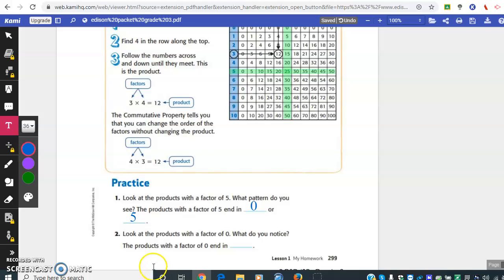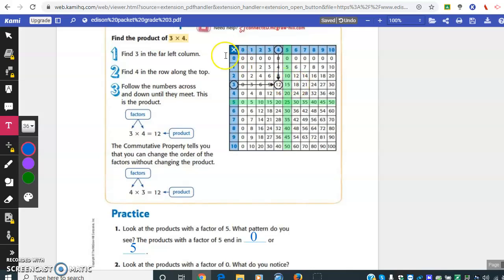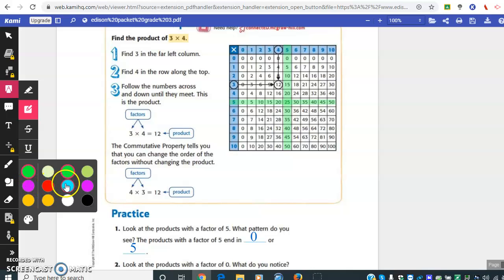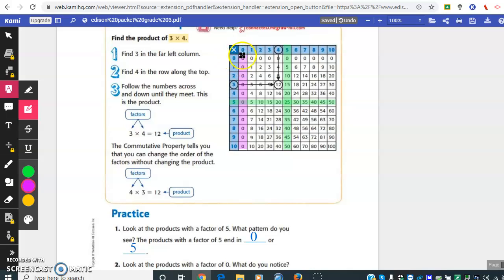The next thing they want us to look at are the products with a factor of 0, and then decide what we notice. The products with a factor of 0 end in blank. Okay, so I'm looking at the factors of 0. There's the factor 0. There is the factor 0. And now I'm just going to highlight their products, and I'll choose a different color. Let's go to purple. So these are all products when the factor is 0. And these are all products when the factor is 0. And so what do you notice?